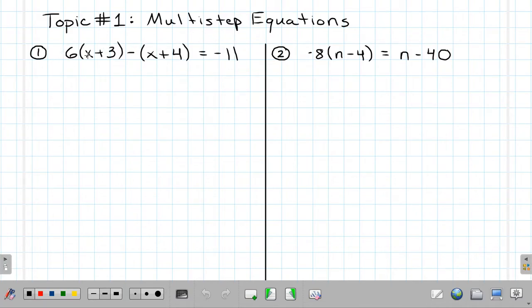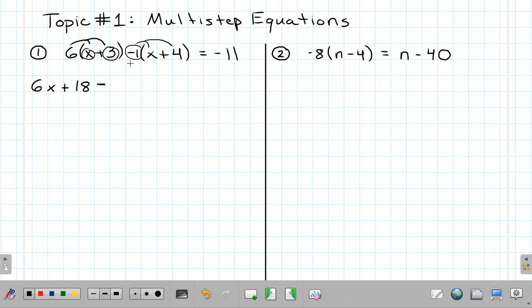So in this case, we see the parentheses. First thing here, we need to distribute the 6. So this first part becomes 6x plus 18, because once again, we're taking the 6 and multiplying it times the x and the 3. Minus, well, what's going to be here? Once again, you can think of this as a minus 1. What are we distributing a minus 1 to? The x and the 4.